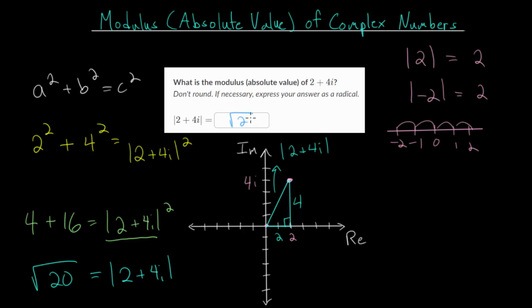which we can put into our box here since we're not rounding this answer. If we round it, then it will no longer be exactly right, which is why we are expressing our answer as a radical here.